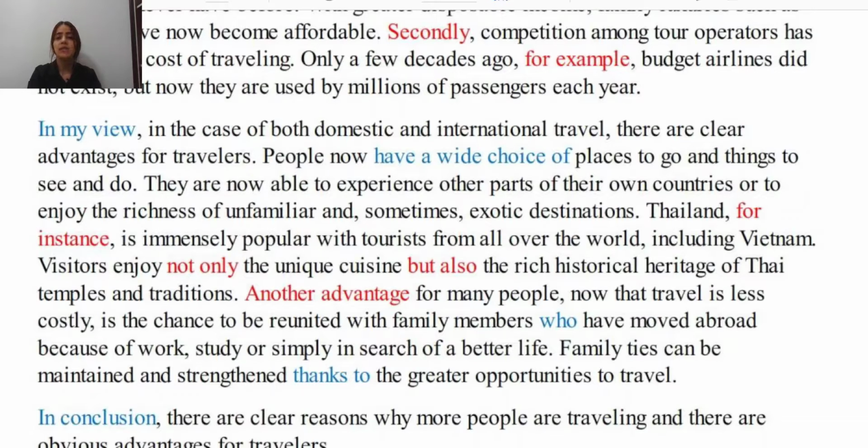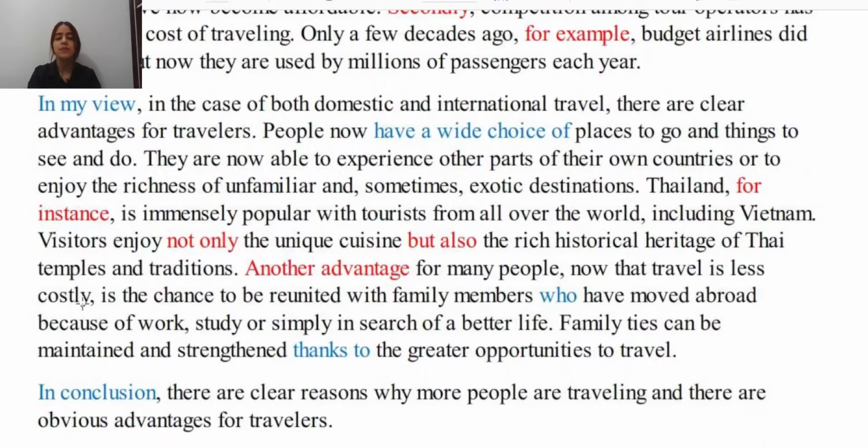And the next item is "for instance". You can use "for instance" like "for example". And of course we've got "not only but also" here. And "another advantage" is another way of referring to the item, the advantage that you are referring to. And here we go with "who". As a relative clause, you can see that we are referring to people: family members who have moved. And finally, we have the phrase "thanks to". You can use it while talking about an item that has brought you benefits or is a positive one.